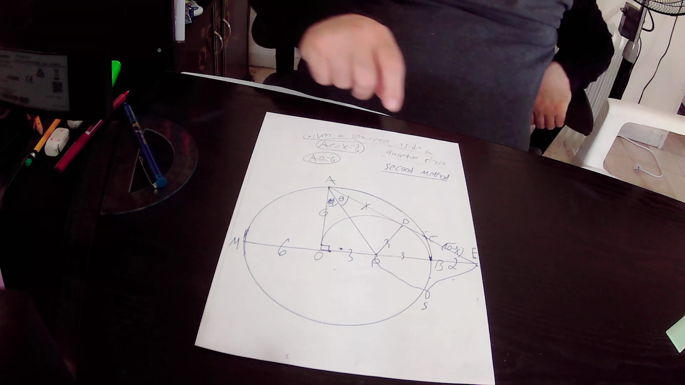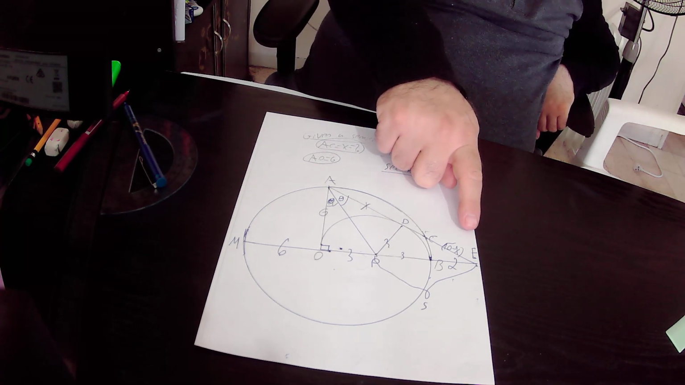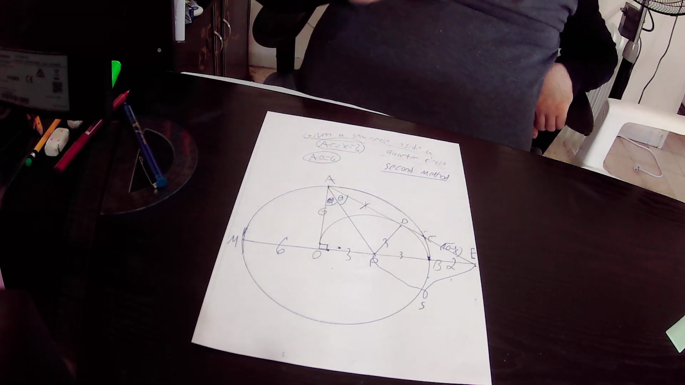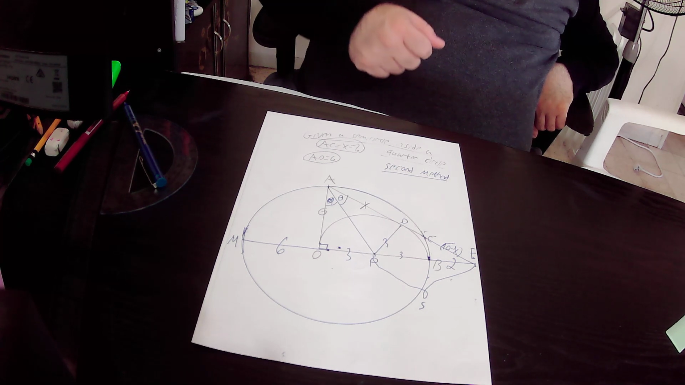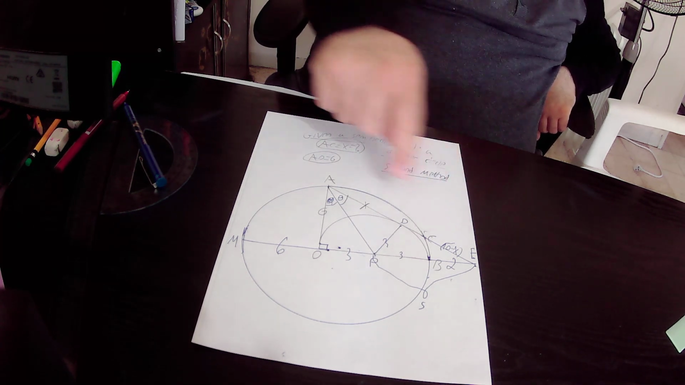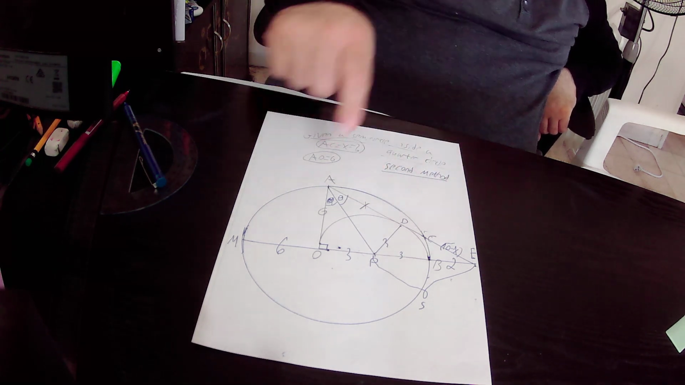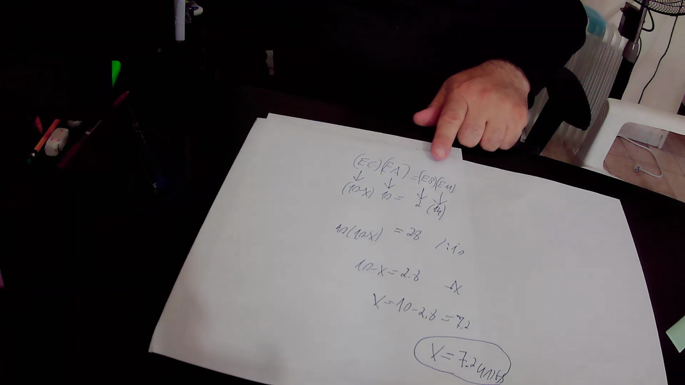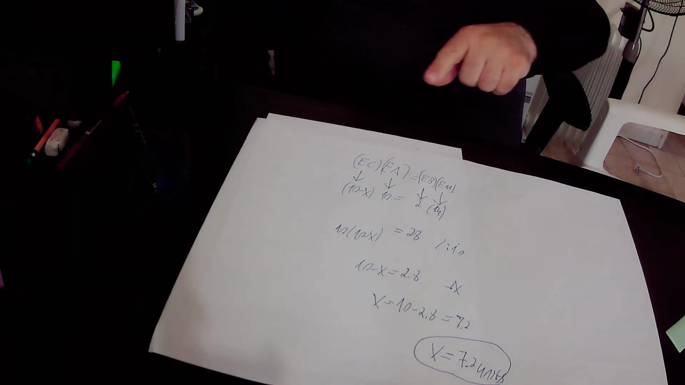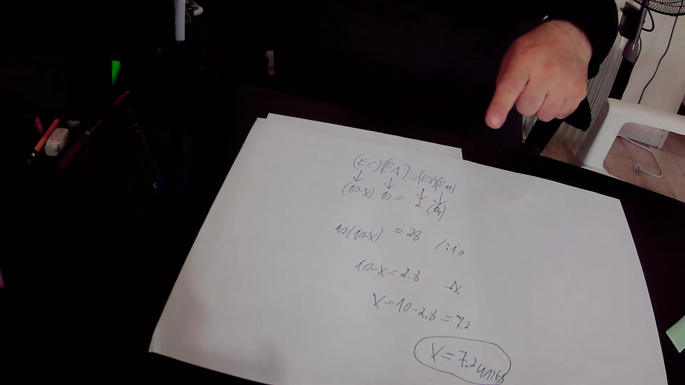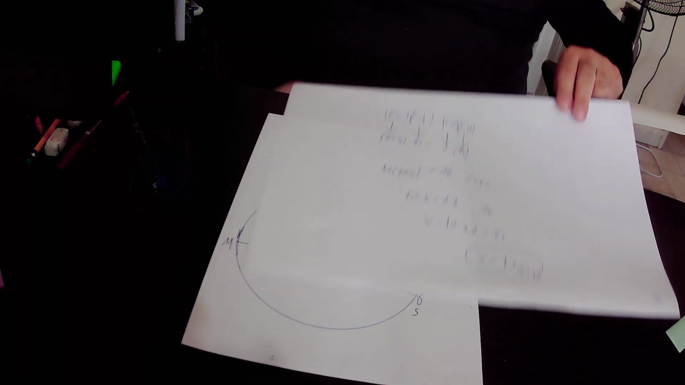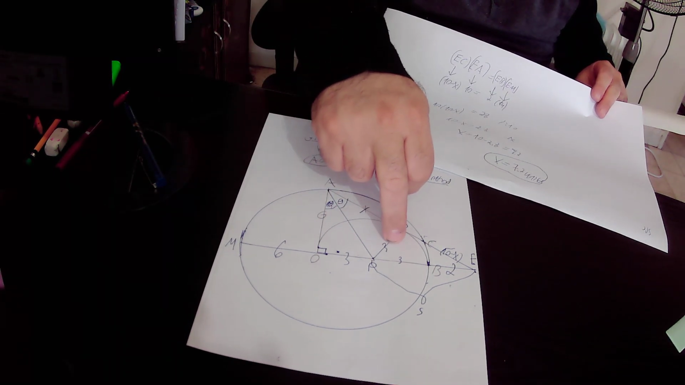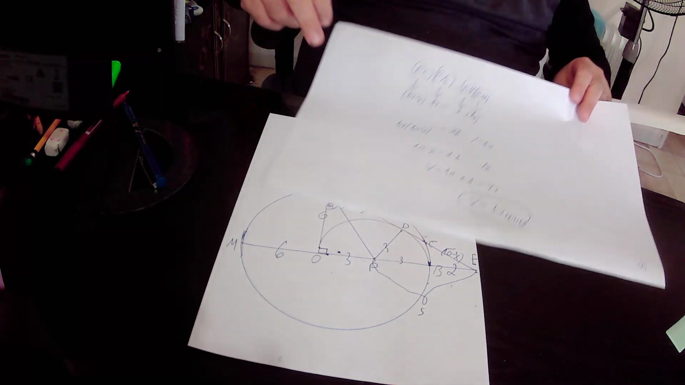So here we have the second chord. From point E, the second chord of this circle is BM. And according to the rule that I mentioned, EC times EA must be equal to EB times EM. EC equals 10 minus X, EA equals 10, EB equals 2, and what is the length of EM? EM equals 6 plus 3 plus 3, this is 12, 12 plus 2 is 14, so EM equals 14.